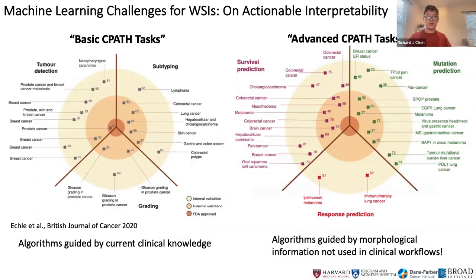This is one of the many great reviews for computational pathology, but I really like this figure because it isolates the basic CPath tasks that everyone's doing well on, and then the advanced CPath tasks where there have been some recent successes, but more ways to go. And I think the main difference this figure is isolating is that for these advanced CPath tasks, the labels are more objective, like overall survival, response to treatment, or mutation prediction. So these are tasks that pathologists can't do.